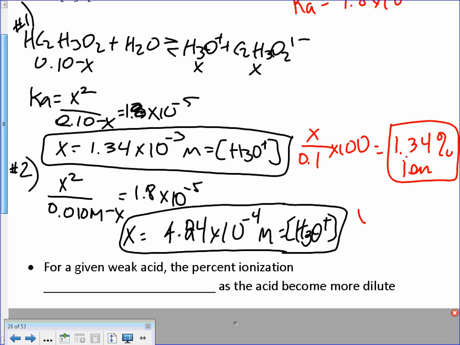Group 2, what'd you guys get? 4.24. Okay, so this is the funny part. You're dividing by 0.01 molar, times 100. You got 4.24.